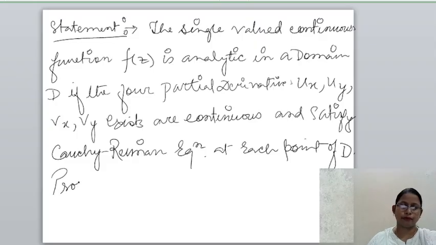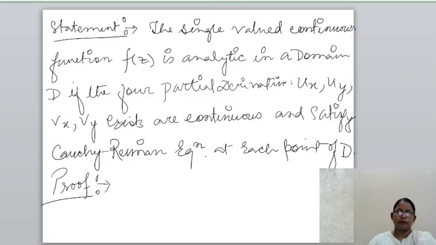Proof. That is, a single valued continuous function: if all the four partial derivatives exist and satisfy the CR equations, then the function f(z) is analytic. This is the sufficient condition for a function to be analytic. Now we are going to prove this.